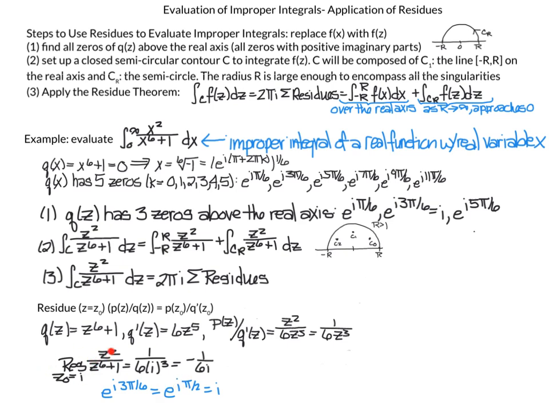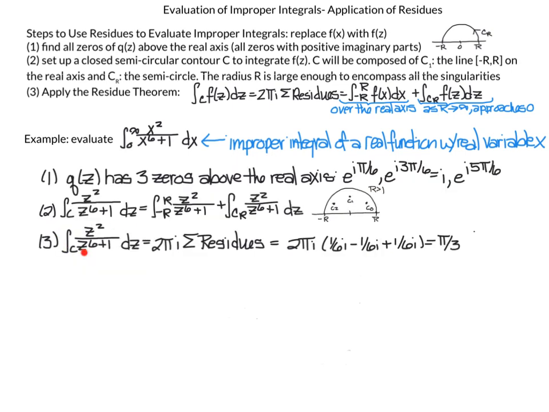So the residue at i, plugging into our formula here, 1 over 6z cubed, is 1 over 6i cubed, which is equal to negative 1 over 6i. And then the last residue for e to the i 5 pi over 6, plugging into the formula of 1 over 6z cubed, is equal to 1 over 6i. Which means now that our closed curve integral is equal to 2 pi i times the sum of the residues that are inside the curve.